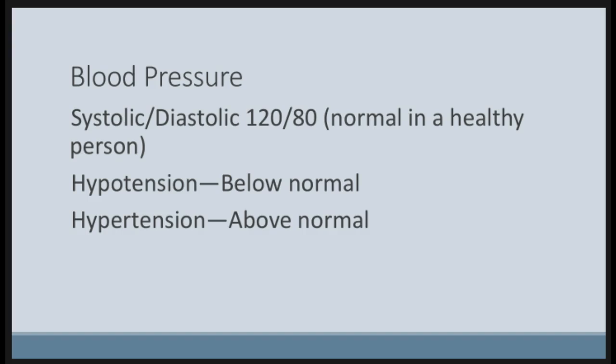So typical normal blood pressure is 120 over 80. Hypotension means below normal. Remember, hypo is below, hyper is above. So 95 over 60 is definitely going to be hypotension.